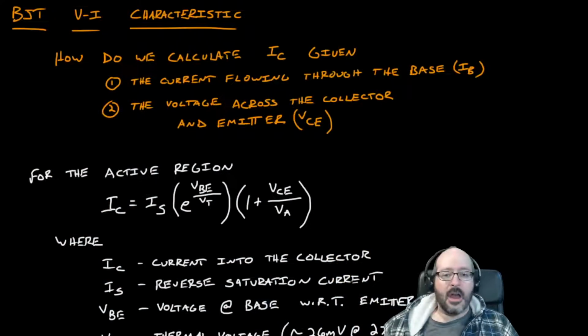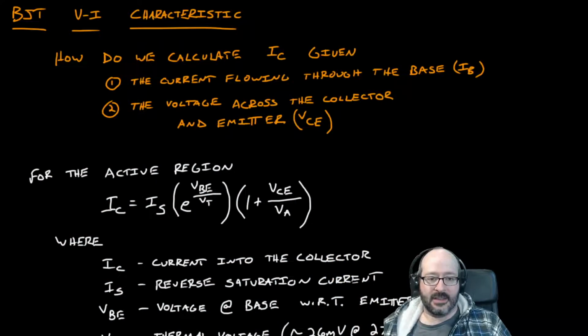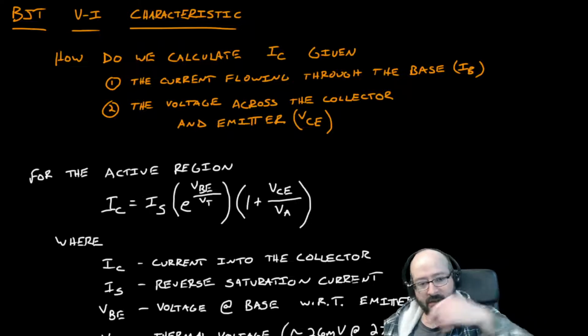Okay, so really what we're after here is, how do we calculate the collector current? So that's the current flowing into the collector. And we calculate that based off of the current flowing through the base and the voltage across the collector emitter terminals. Okay, so it's three-dimensional.